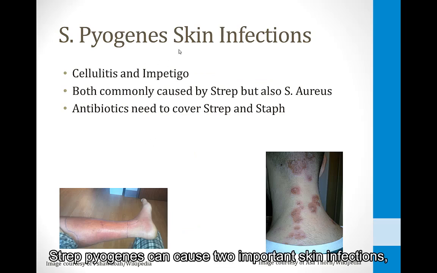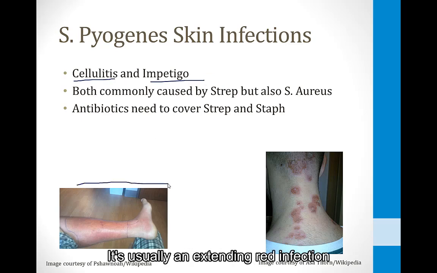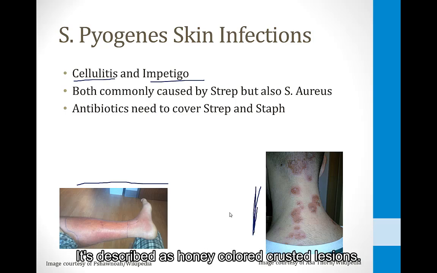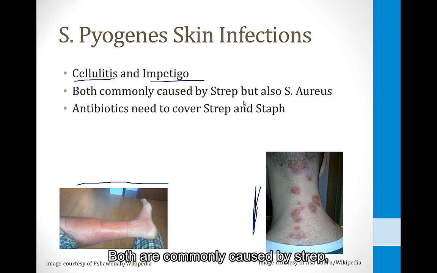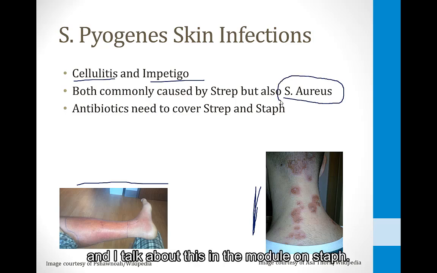Strep pyogenes can cause two important skin infections, cellulitis and impetigo. So cellulitis, it looks like this. It's usually an expanding red infection of the subcutaneous tissue. And then impetigo looks like this over here on the right. It's described as honey-colored crusted lesions. Both are commonly caused by strep, but they can also be caused by Staph aureus, and I talk about this in the module on staph.